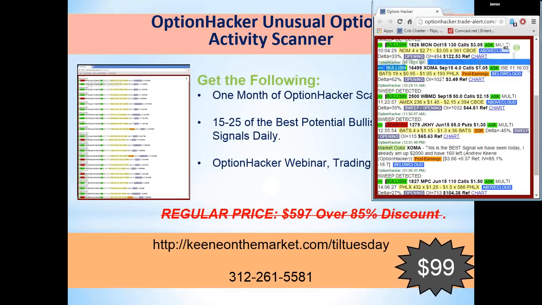XOMA, a trader bought a big block of these $4 calls for $1.05 in XOMA. Now, this was a huge trade. It signals as an alert on Option Hacker. And if we take a look at how these calls have traded since then, we can see that the stock ripped higher after these hit the tape. This was one of the first things that hit the tape this morning.